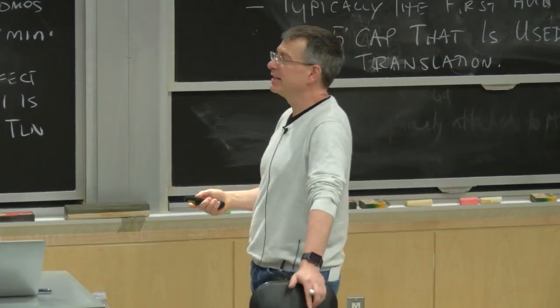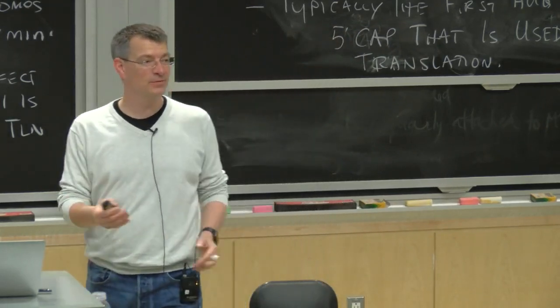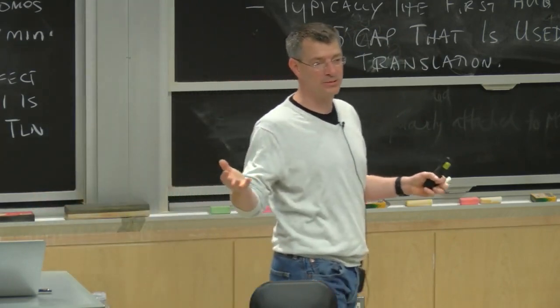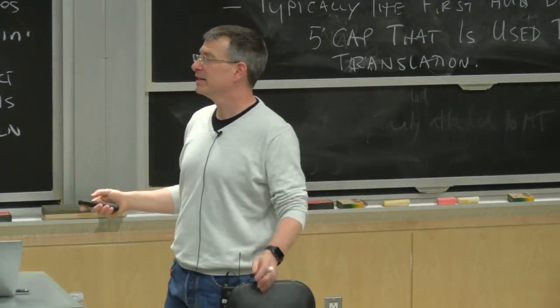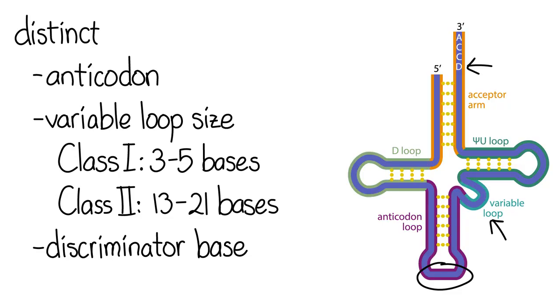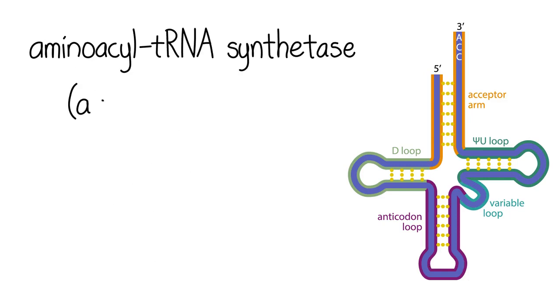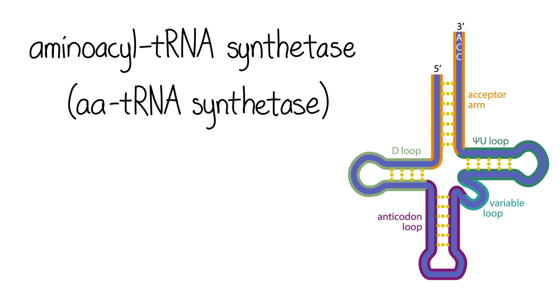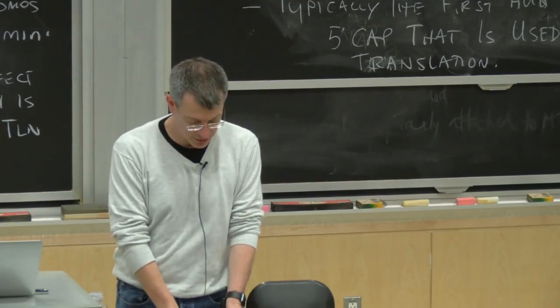Now, of course, on the other hand, we want to put different amino acids on these different tRNAs, right? If we put the same amino acid, or if we randomly put amino acids on the tRNAs, and I'll illustrate this much more directly in a moment, we're going to get a mess. So all of these features are used to distinguish the different tRNAs from one another so that the right amino acid gets attached. And this is the responsibility of an enzyme called an aminoacyl tRNA synthetase. I'm going to call this an AA tRNA synthetase for short. And these enzymes play a critical role in the fidelity of translation.